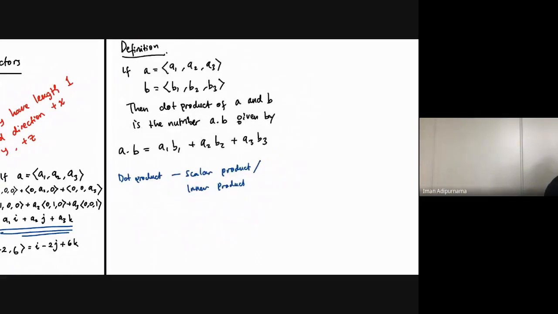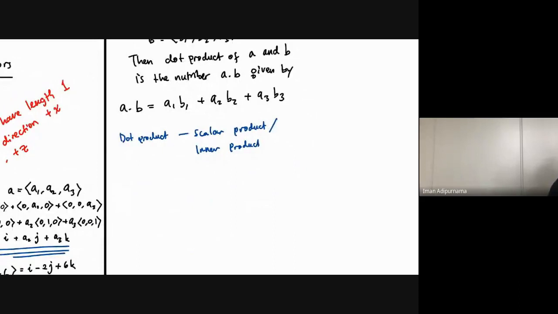So that's the dot product. Okay, some properties of the dot product. If you have A dot A, which means it's multiplied by itself, we can also say it's the magnitude squared. And you can have A dot B equal B dot A.